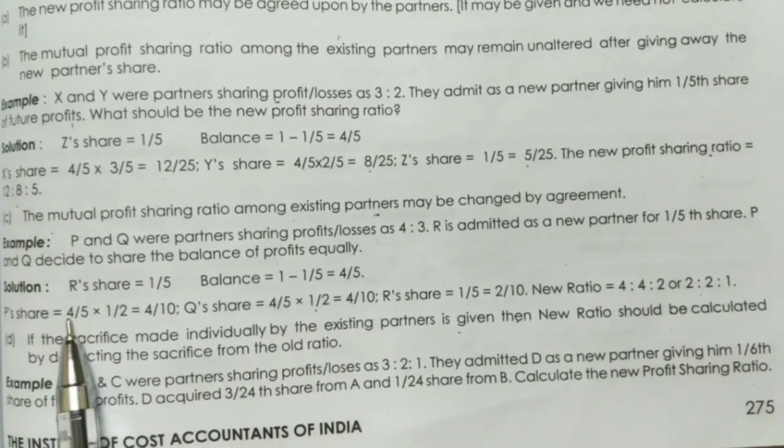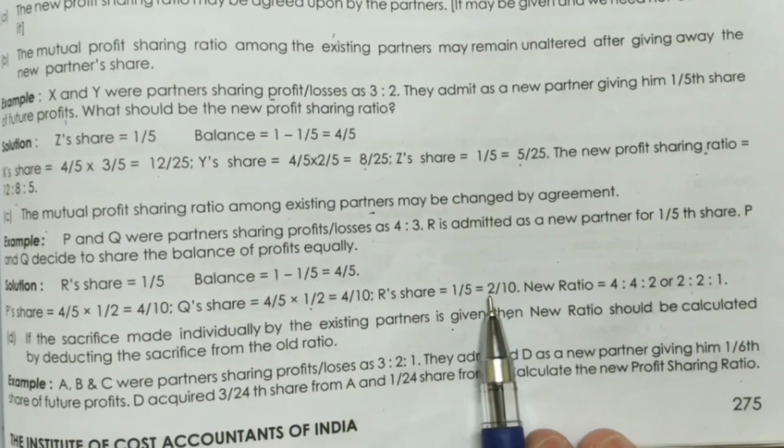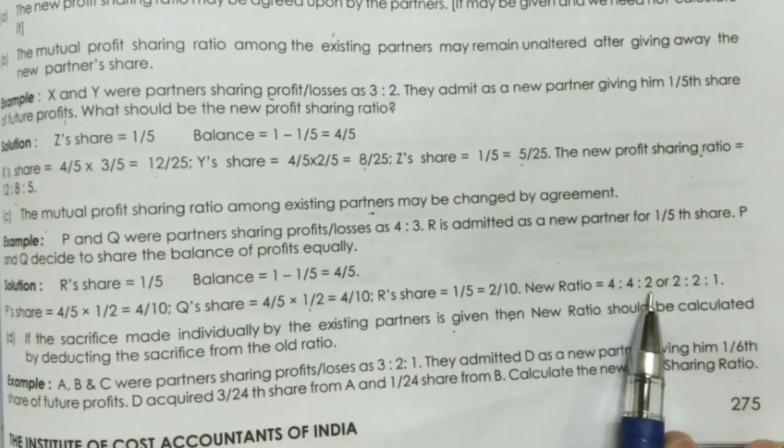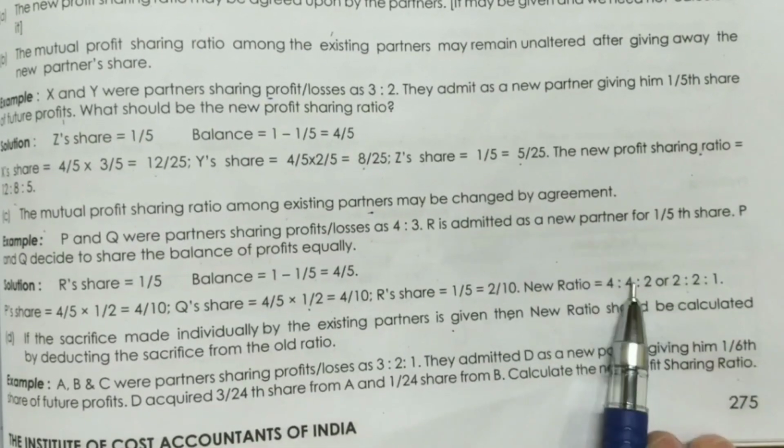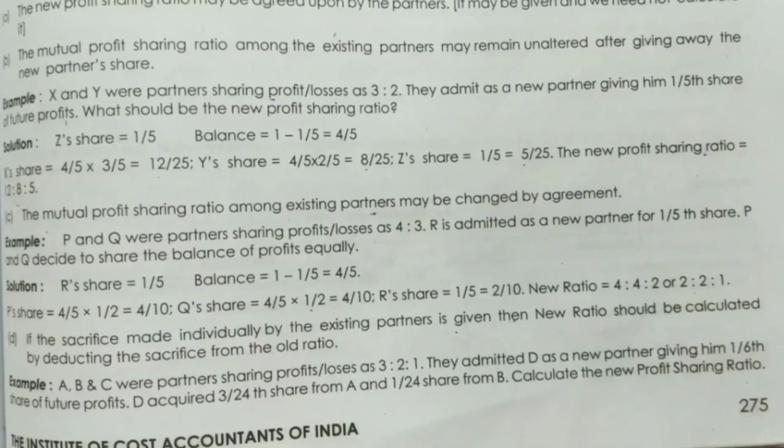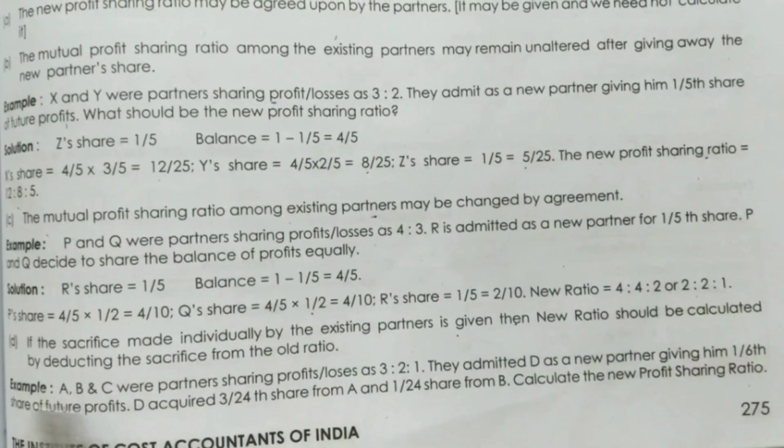Now their new profit sharing ratio is 4/10. P and Q get 4/10, 4/10, and in order to make the denominator the same, we multiply the denominator of R's share by 2. If we multiply the denominator by 2, we have to multiply the numerator also by 2. So we get 2/10 as R's share. So now the new profit sharing ratio becomes 4:4:2. We can also shorten it as 2:2:1. So this is how we do this question, and I hope this point is clear to you.